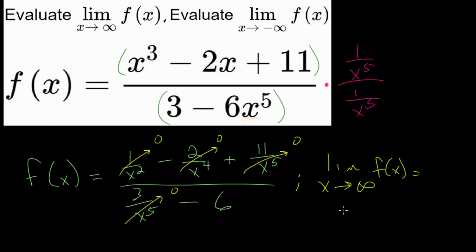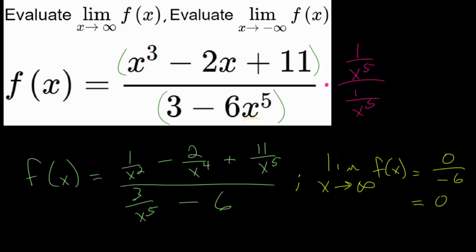So all of those approach 0, meaning that our entire numerator just becomes 0, and our denominator becomes 0 minus 6, which is negative 6. And of course, this will just simplify to 0. So the limit as x goes to infinity of our function is simply 0.